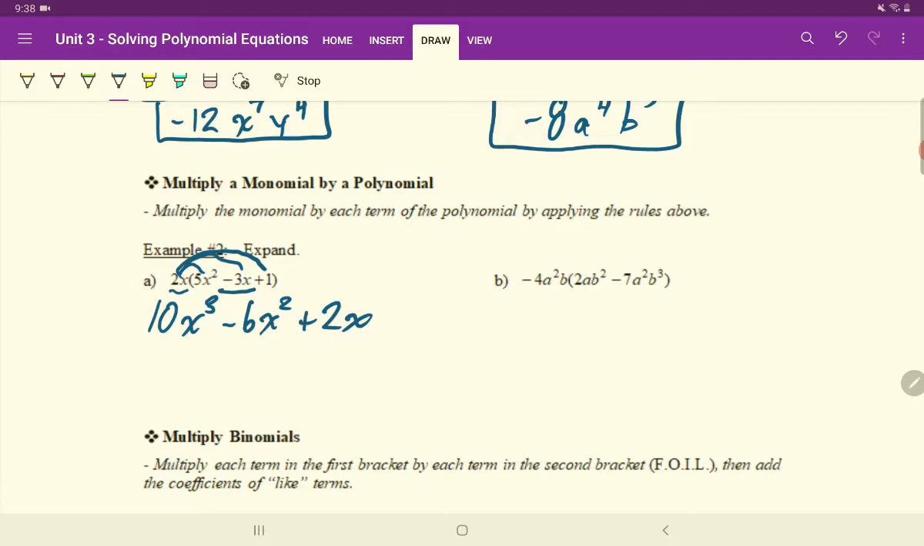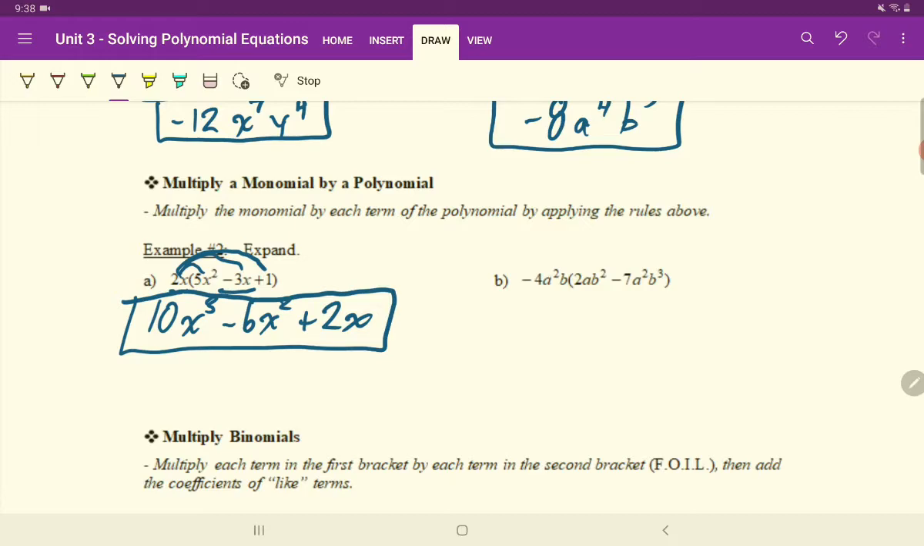Okay. Can we do anything else with this? Can we collect any like terms? No, there are no like terms here, right? Because anytime you're adding and subtracting, you're always looking to see if you can collect like terms at the end. And there are no like terms here, right? We have x cubed, x squared, and an x term.